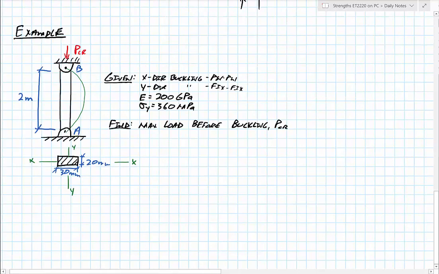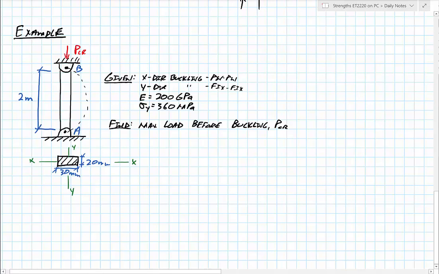All right, so here's our example. What we have is a bracketed column. These brackets are at A and at B, and let me erase this for right now. And it's a 2 meter long column. This is the way these brackets oftentimes will work. You can imagine there's a pin right here at A and at B. Well, that pin allows it to rotate, meaning it can buckle out this direction as if it is pinned.